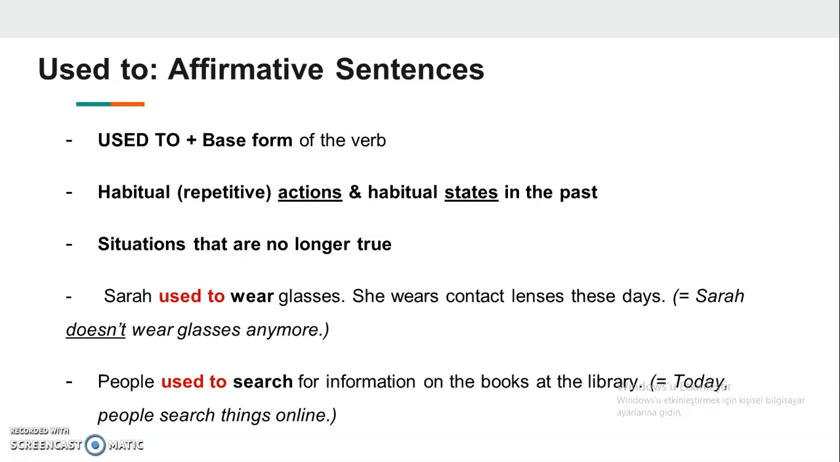Let's have a look at the examples. Sarah used to wear glasses. She wears contact lenses these days. So it means something has changed about Sarah. Sarah doesn't wear glasses anymore. People used to search for information in the books at the library. But today, people search things online, so this was only something true for people in the past.